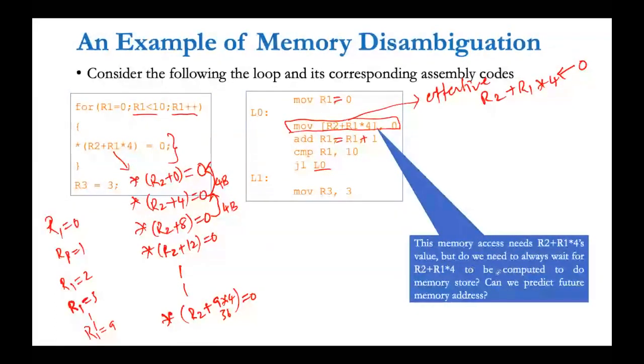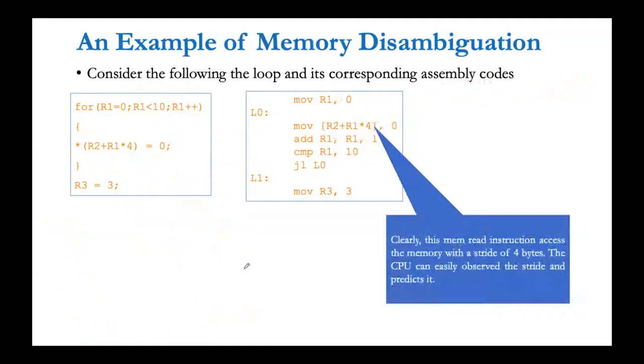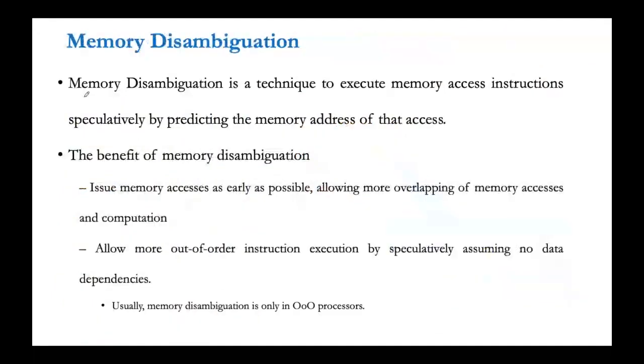But do we always need to wait for this effective address to be computed to do the memory store? Means, can we predict the future memory address? From this example, it is very clear that every new effective address is just 4 bytes away. So in that way, we can predict. That is the definition: memory disambiguation is a technique to execute memory access instructions speculatively by predicting the memory address of that access as just 4 bytes away from the previous one.